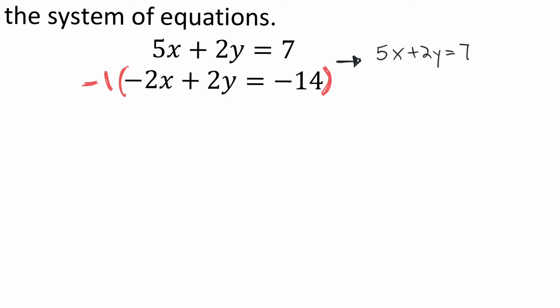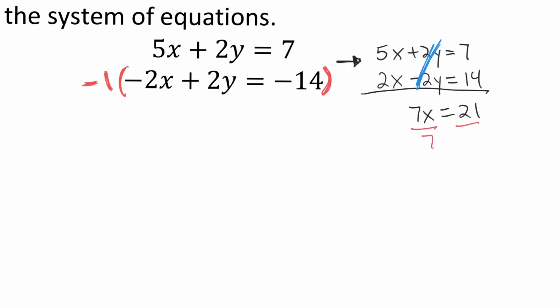But the bottom, you are going to multiply by a negative. So negative 1 times negative 2x, that's positive 2x. The negative 1 times a positive 2y will be a negative 2y. And the other side, a negative 1 times a negative 14, that's a positive 14. Now you cancel the y's. Gone. For the x's, 5x plus 2x, that's 7x. The constants, 7 plus 14 will be 21.